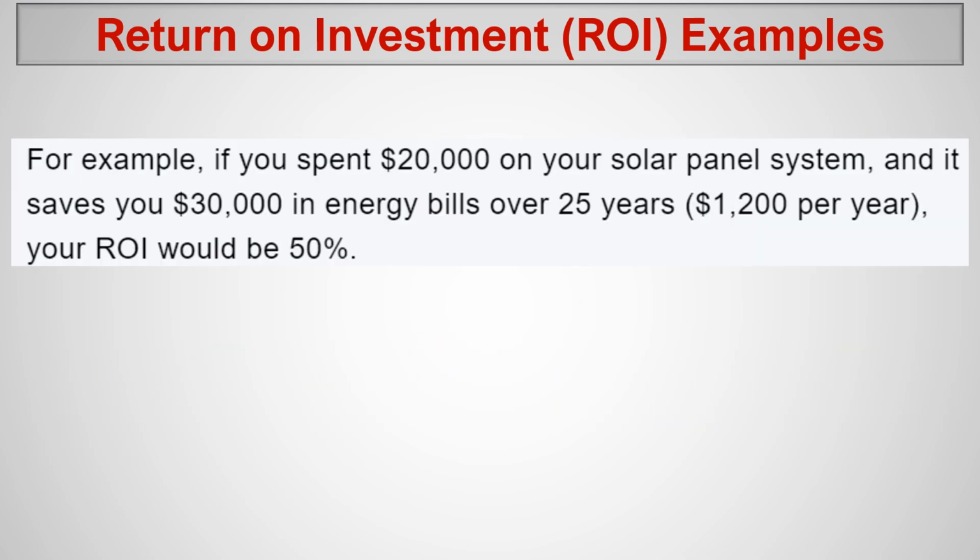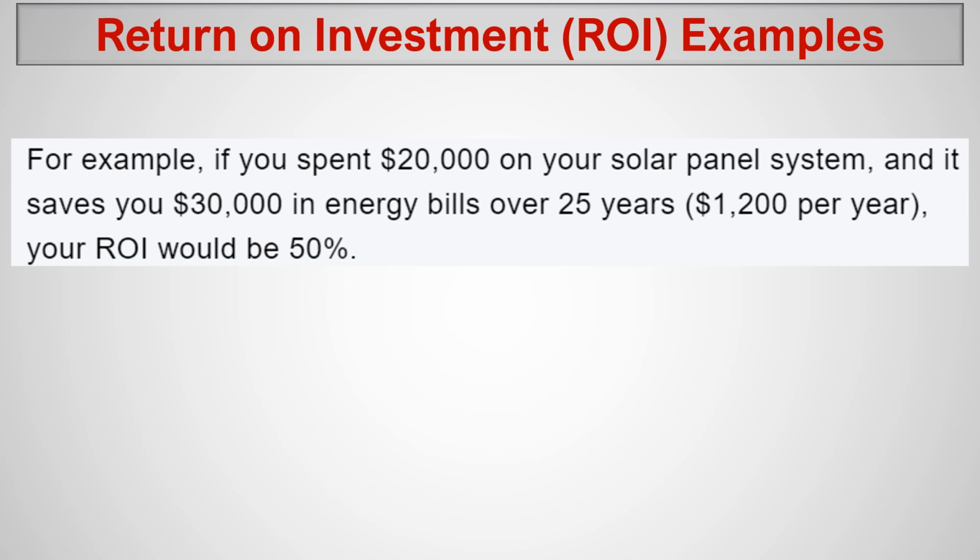Directly straightforward, we are finding the ROI. It's very simple, like you can calculate it mentally. What is the beauty of ROI compared to the NPV technique or IRR technique we studied previously? It is very simple. For example, suppose you spend $20,000 on your solar panel system and it saves you $30,000 in energy bills over 25 years, like $1,200 per year. ROI would be 50 percent because it's going to give you $10,000 of profit for $20,000 of investment.